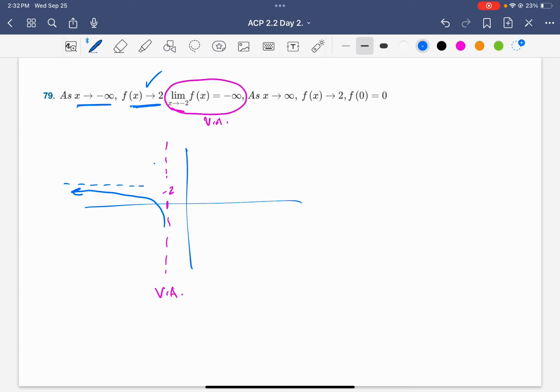That's kind of what this is saying. So as you come in from the left, the function explodes down towards -infinity. But then as x goes out towards +infinity, the function settles down towards 2. So maybe I have it do something like this, where as it goes out to infinity, it settles down to y equals 2 in that direction as well. But also notice it said at 0, it wants it to be 0. So that's what my function looks like.